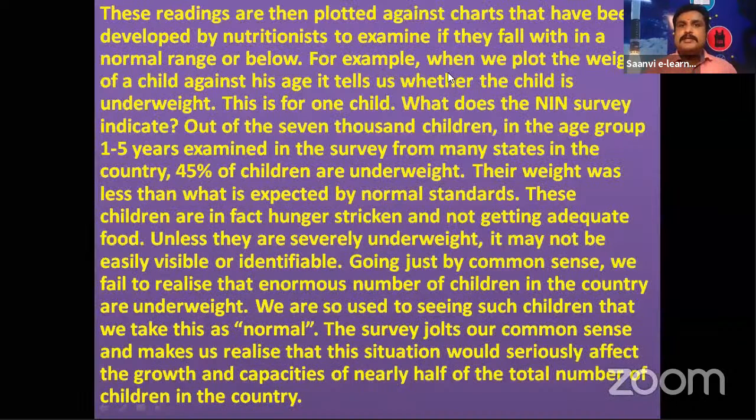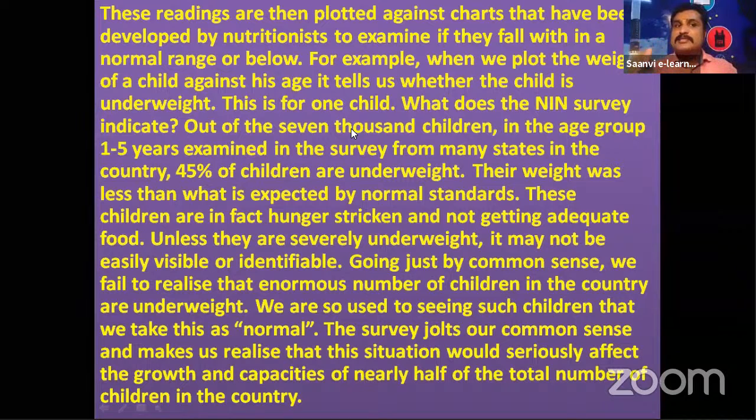When we see this and see what it shows, in the next paragraph you'll get a clear idea. See, these readings are then plotted, a dot, which gives some meaning against the chart developed by nutritionists to examine whether they fall within a normal range or below. For example, when we plot the weight of a child against his age, it tells us whether the child is underweight or lacking in nutrition. This is for one child.